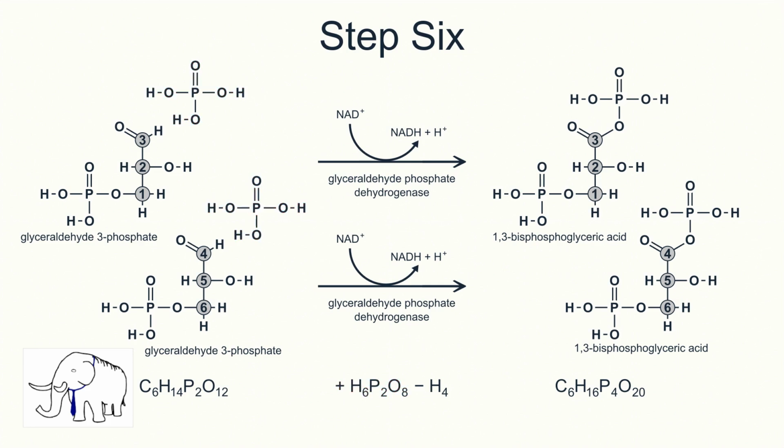The enzyme that catalyzes step 6 is glyceraldehyde 3-phosphate dehydrogenase, and the dehydrogenase part of the name tells you that we're also pulling off some high-energy electrons and putting them as hydrogens onto our old friend NAD+ to make NADH plus H+. We've now made 2 molecules of 1,3-bisphosphoglyceric acid, and we have a total of 4 high-energy phosphate groups. These are the high-energy phosphate groups that we're going to use to make the 4 molecules of ATP as we complete the payoff phase of glycolysis.